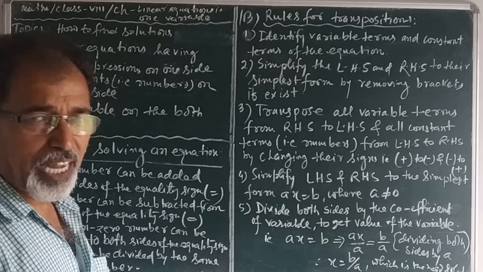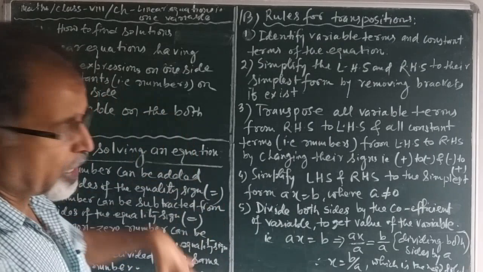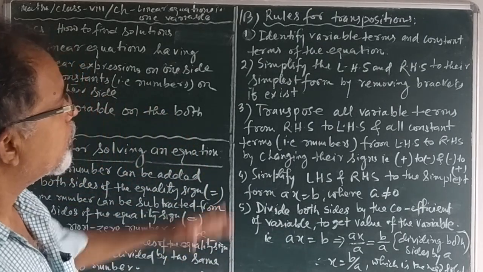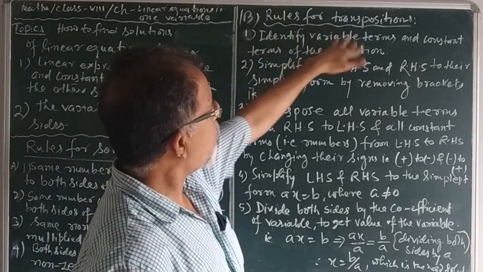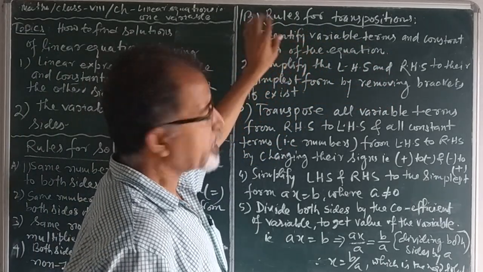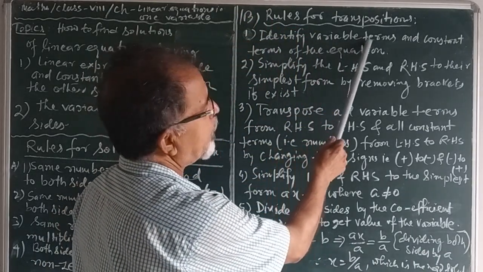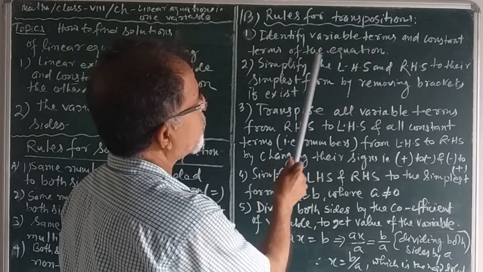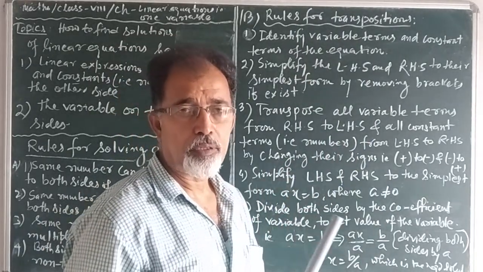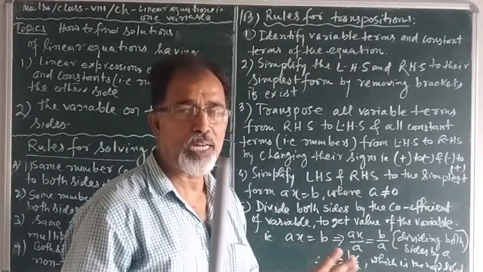which has a linear expression on one side and a constant on the other side, or the variable on both sides. Another rule is for the transposition. This is also very important. Number one, identify variable terms and constant terms of the equation. You already know what is a variable term and what is a constant, that is the number, and you can easily identify.